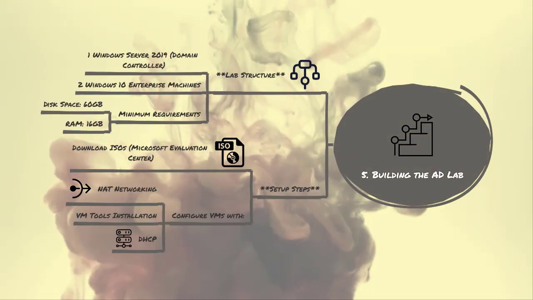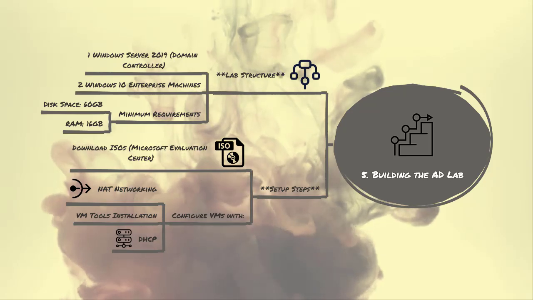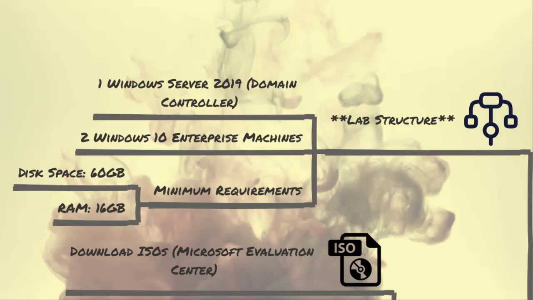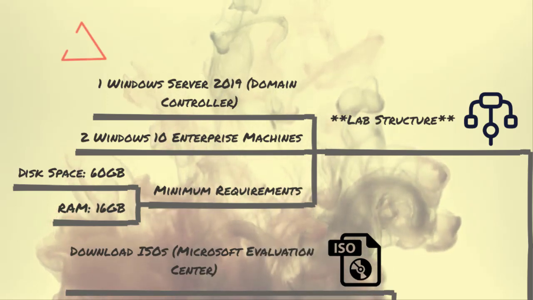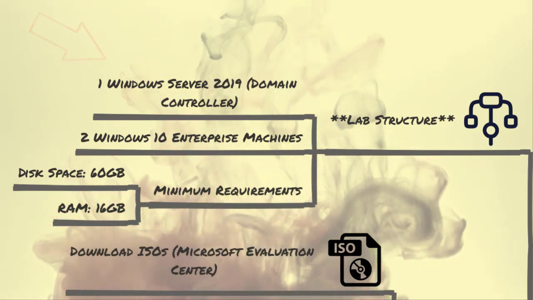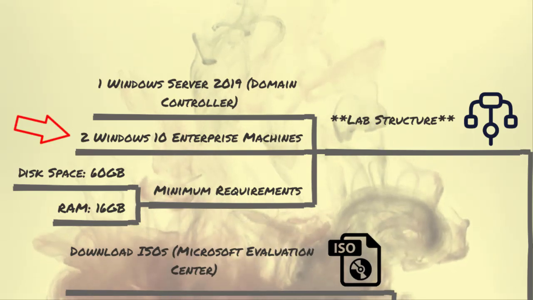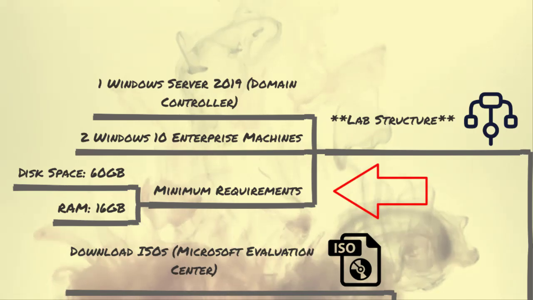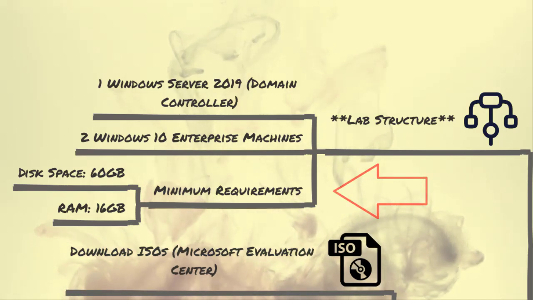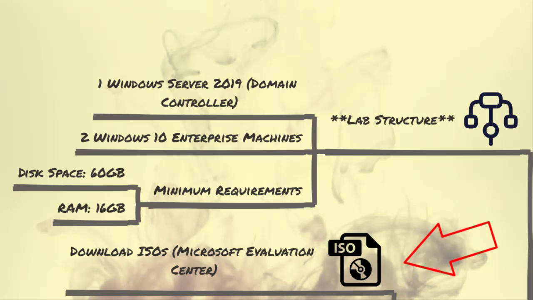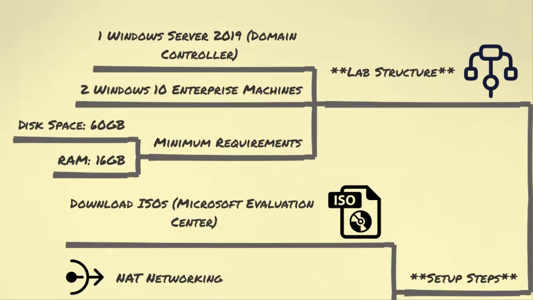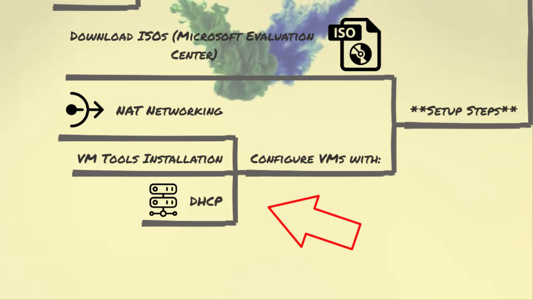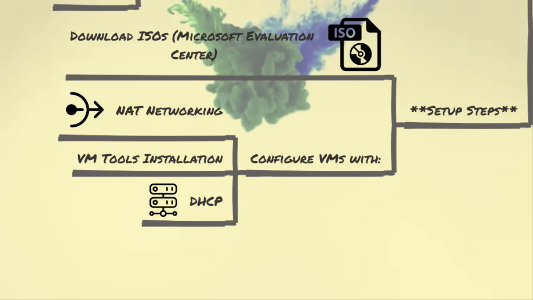Building the lab, where the fun begins. To replicate a real-world Active Directory environment, we build a lab with one Windows Server 2019 machine and 2 Windows 10 Enterprise machines. This setup mimics the typical corporate network. The minimum requirements are 16 gigabytes of RAM and 60 gigabytes of disk space. Download the necessary ISOs, configure the virtual machines, and set up DHCP and NAT networking. Once your machines are up and running, you're ready to configure Active Directory.